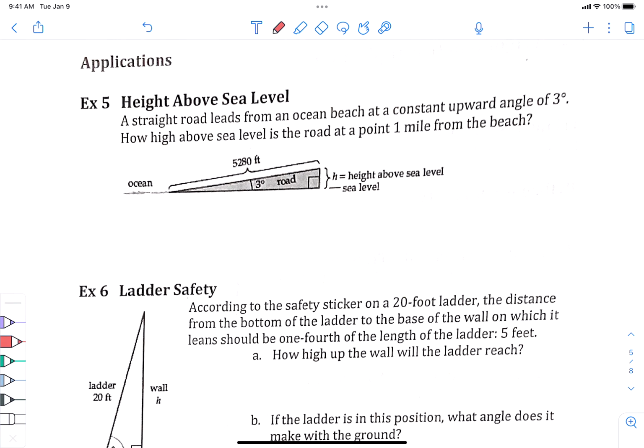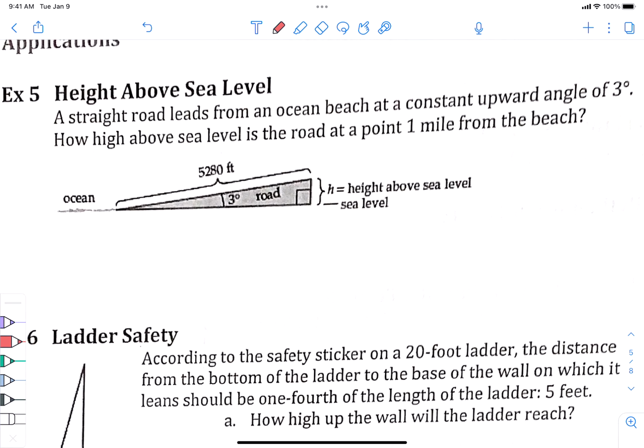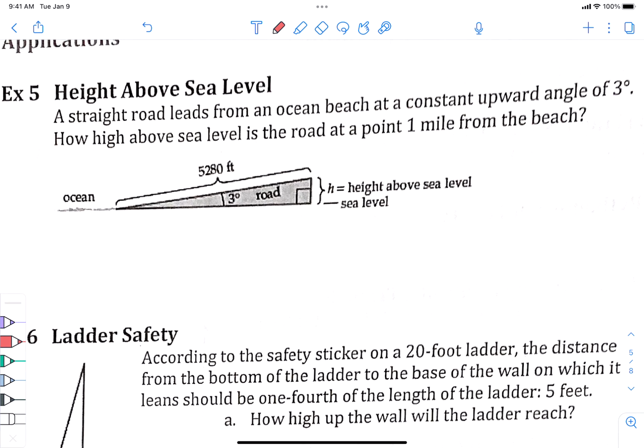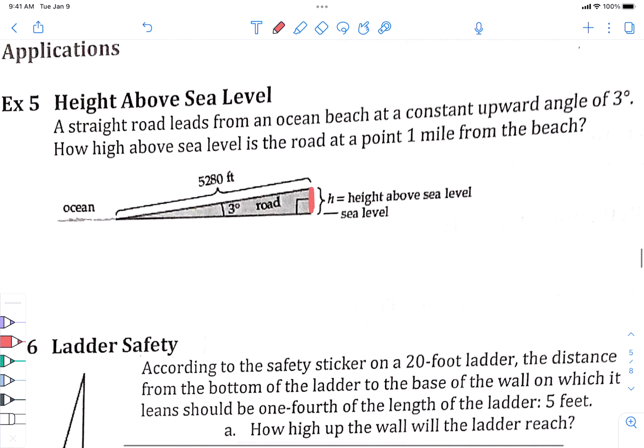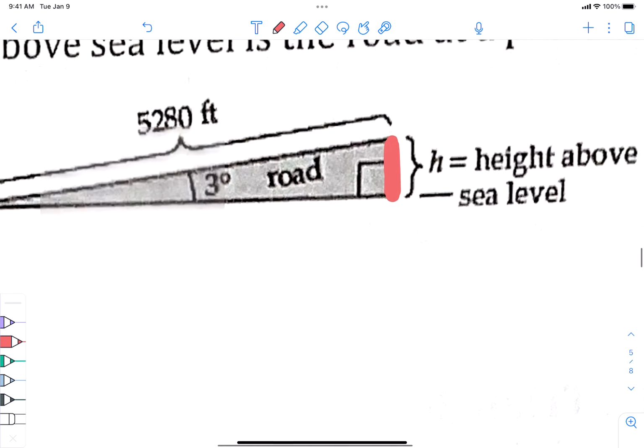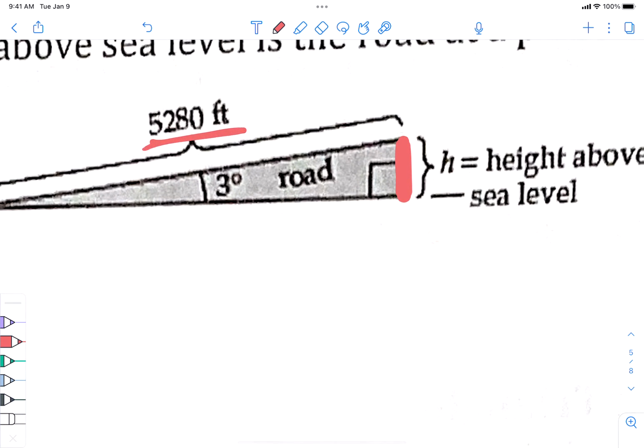Heights above sea level. They give us this triangle here. At some point, you might have to draw your own triangle, maybe on the homework assignment. Yeah, 13, you'll have to draw your own picture. So here you go. A straight road leads from an ocean beach at a constant upward angle of 3 degrees. How high above sea level is the road at a point 1 mile from the beach? So we're solving for this side of this triangle. And they represent 1 mile in feet because they want our answer to be in feet.